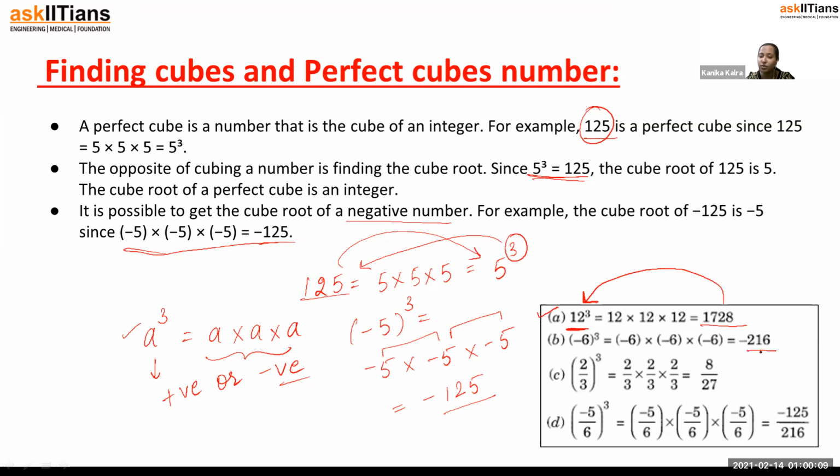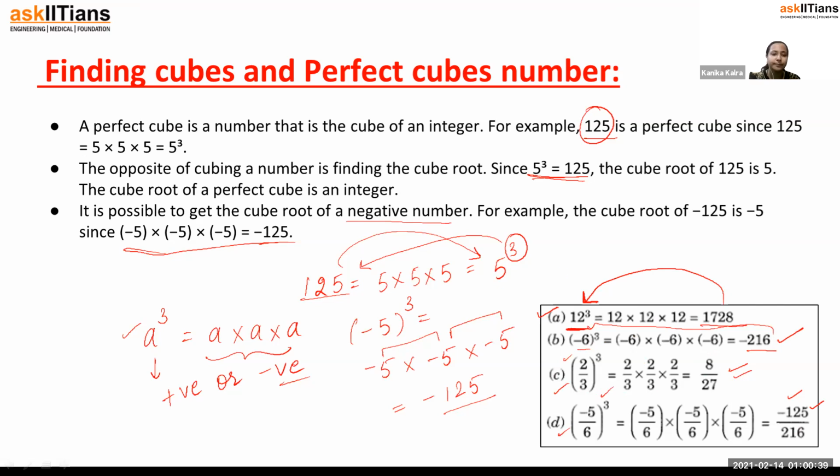Cube root of minus 216 would be minus 6. Cube root of 8 by 27 would be 2 by 3. And cube root of minus 125 by 216 is minus 5 by 6. And vice versa, the cube of minus 6 is minus 216. Cube of 2 by 3 would be 8 by 27. And cube of minus 5 by 6 would be minus 125 over 216. So this is the basic gist of the chapter.